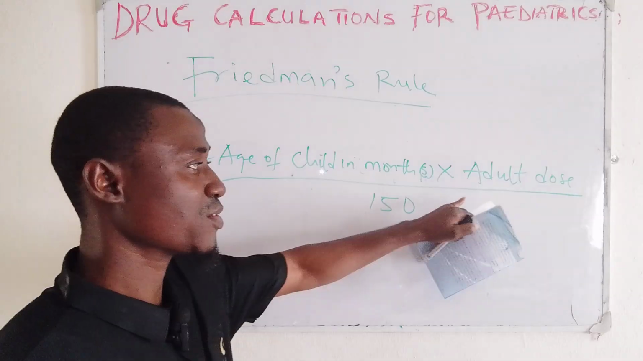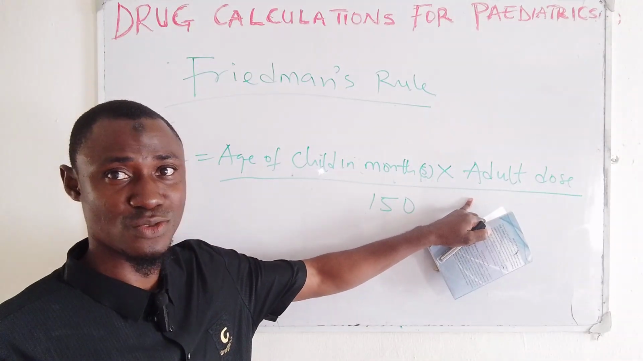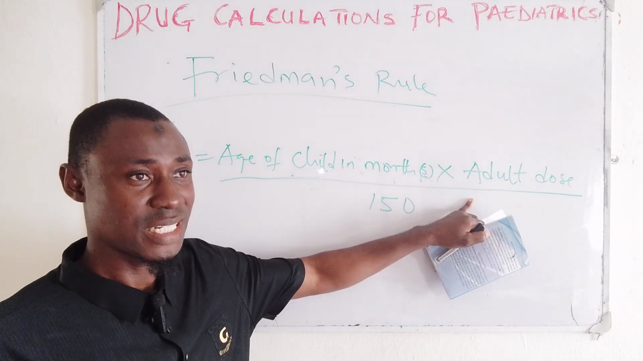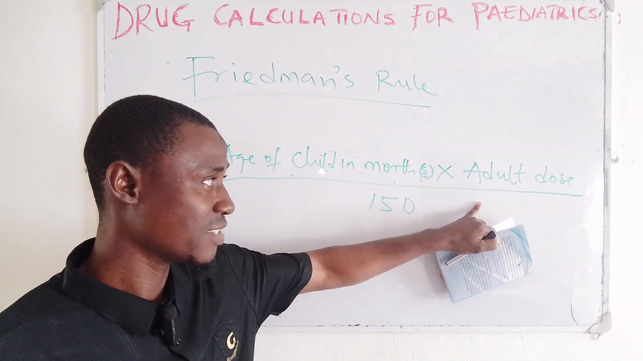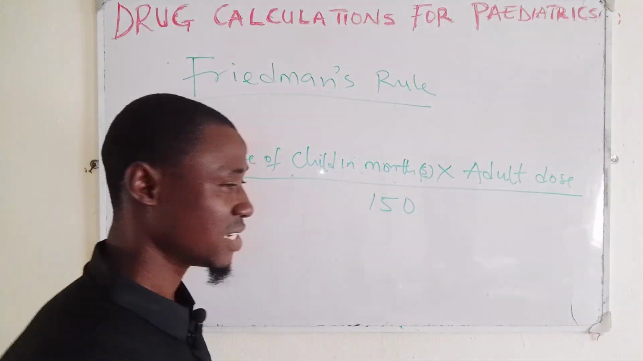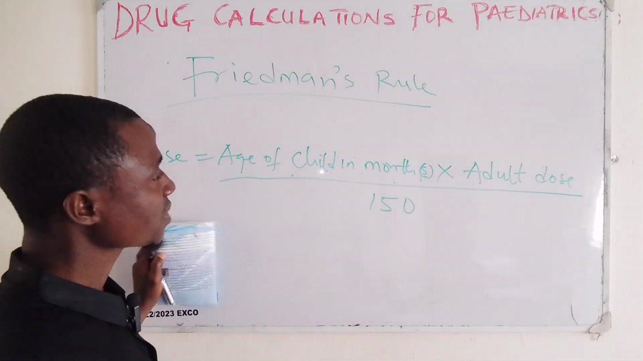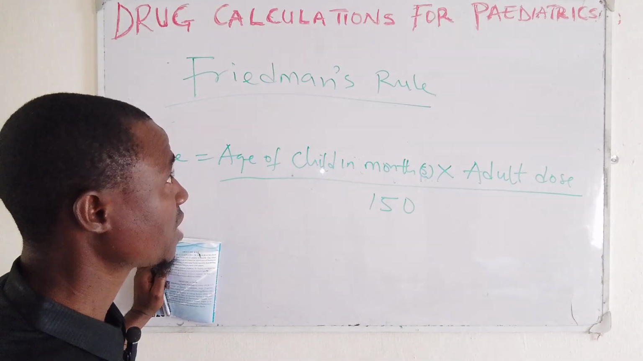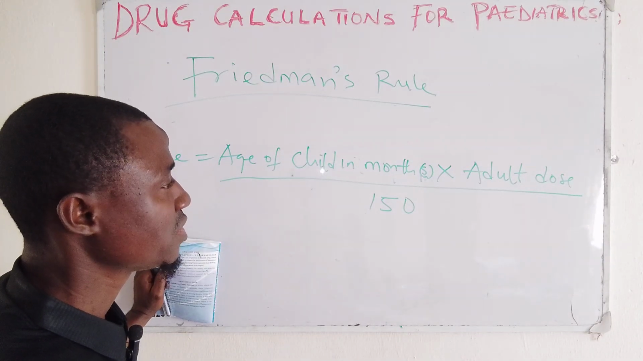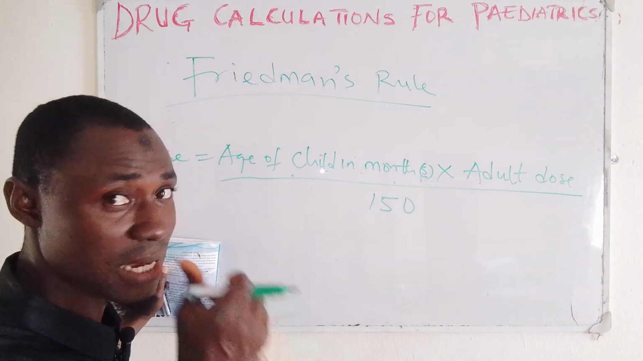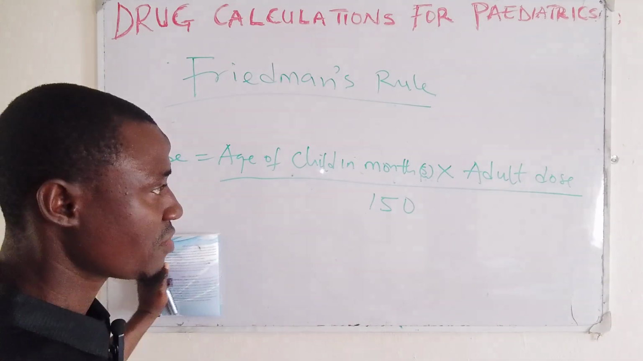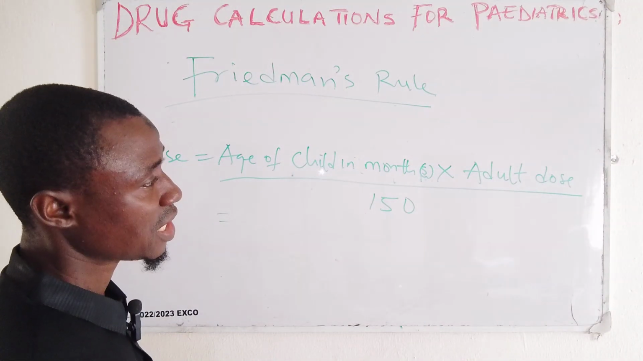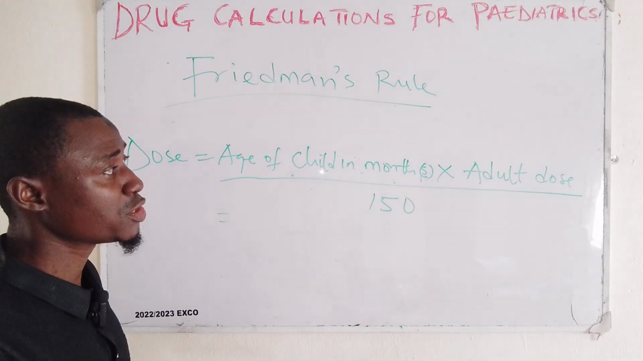So the adult dose remains constant for all the three age-based rules that we have considered, where we have calculated the dose of a drug for a child, right? So this is more or less a constant parameter. So this is just the formula or what the rule says. So your Friedman's rule is telling us the age of the child is in months, so you multiply by the adult dose over 150.